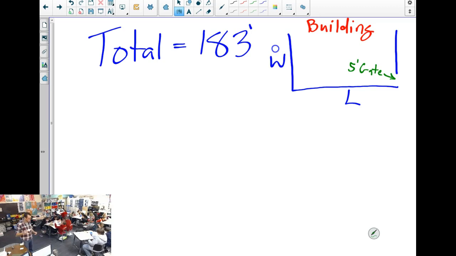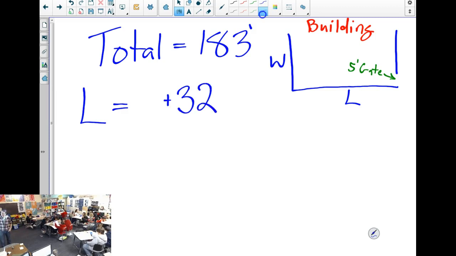Apparently, I'm going to keep testing your group. Skylar, give me something else we care about. The length is 32 feet more than the width. The length is 32 feet more than, so I'm going to add 32 feet to the width.